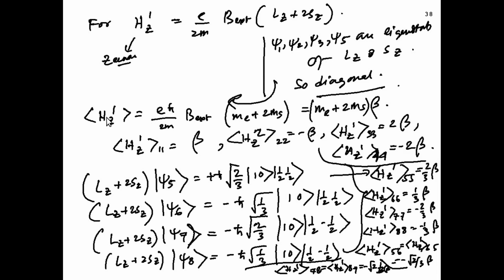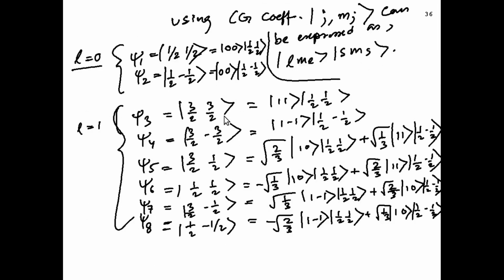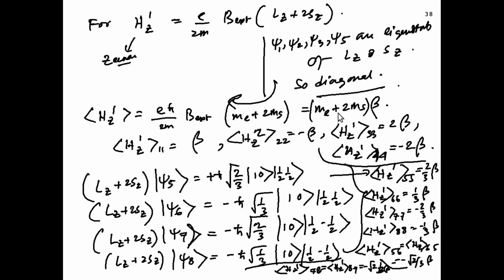So, they are diagonal. If I plug that in, I will get these forms, which is eh bar by 2m B external times (ml plus 2 ms), times beta, where I just write this whole thing as beta. So, we can calculate each of these matrix elements, the 11 matrix element, the 22 matrix element. They are simply diagonal: beta, minus beta, 2 beta, minus 2 beta, and these other ones are off diagonal because of this.